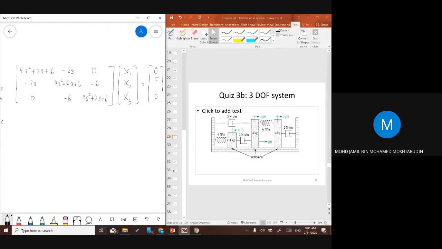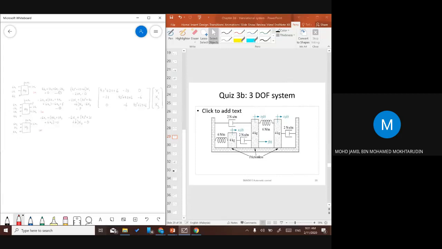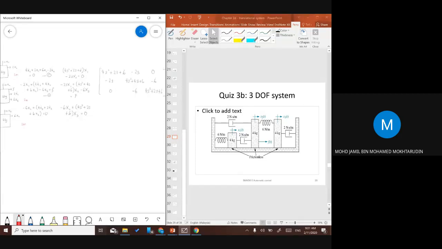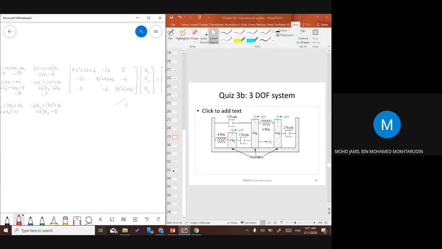Okay, so if you have the equation, okay, so if your matrix is correct, bagi je 4 markah terus. Okay, kalau lah salah kira ke, tolaklah satu markah sendiri, okay, 1 ke 2 ke.